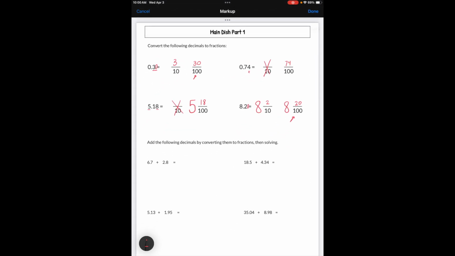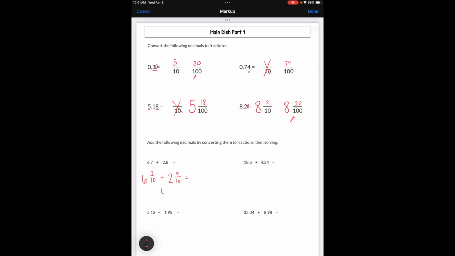All right, for this next one, we're going to practice converting decimals to fractions and then solving. So for this first problem, we've got 6 and 7/10 plus 2 and 8/10. So we're going to turn this into a fraction, turn this into a fraction, and go ahead and add these two together. I know that you could just add these as decimals very easily, but we need to practice adding fractions like we've done previously in this unit.